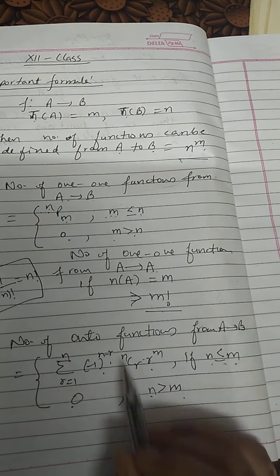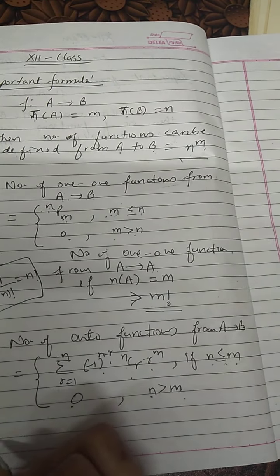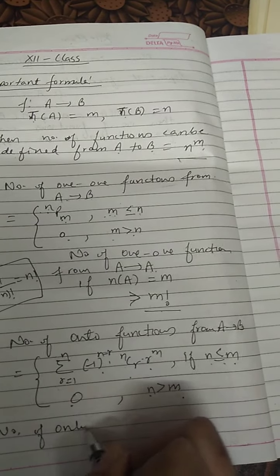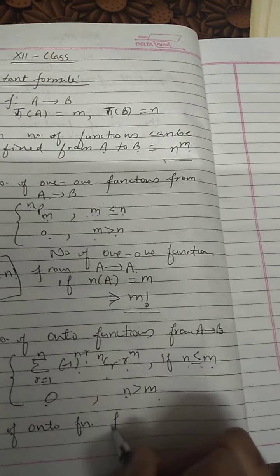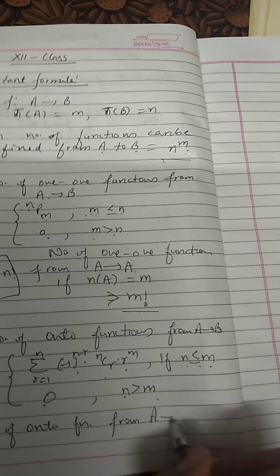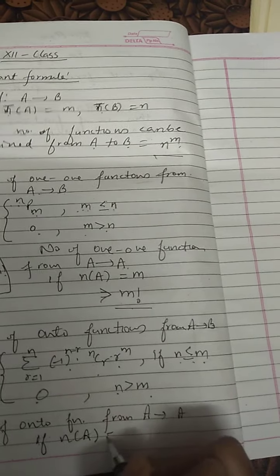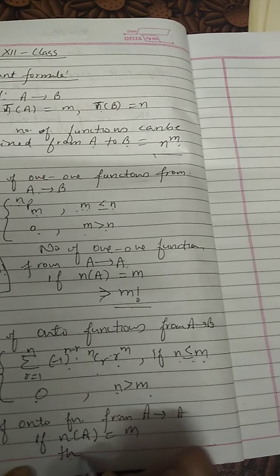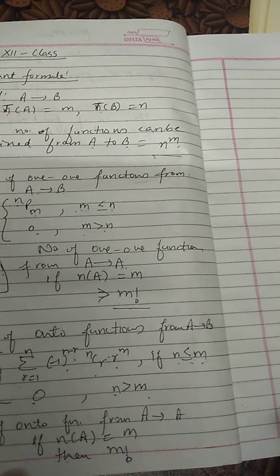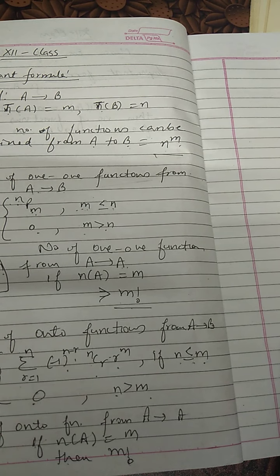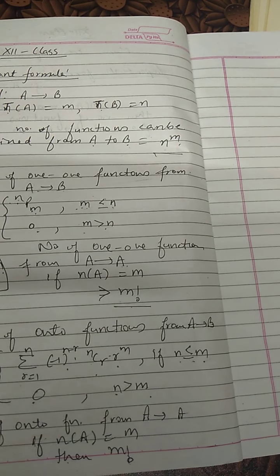it will be m factorial. Even the number of onto functions from A to A, right? Number of onto functions from A to A, that will be given by, if I know the number of elements in set A is m, then that will be again m factorial only. So this result is true when m is equal to n, it will be m factorial, right?